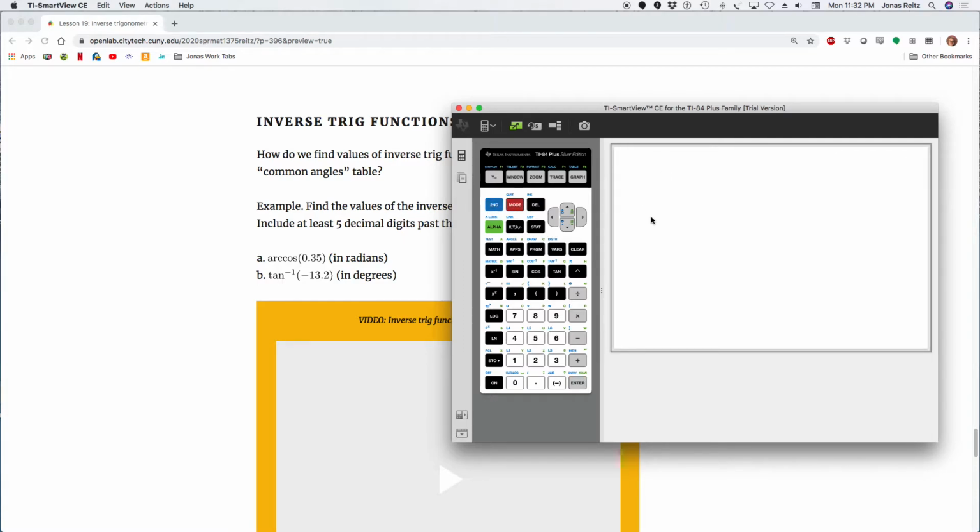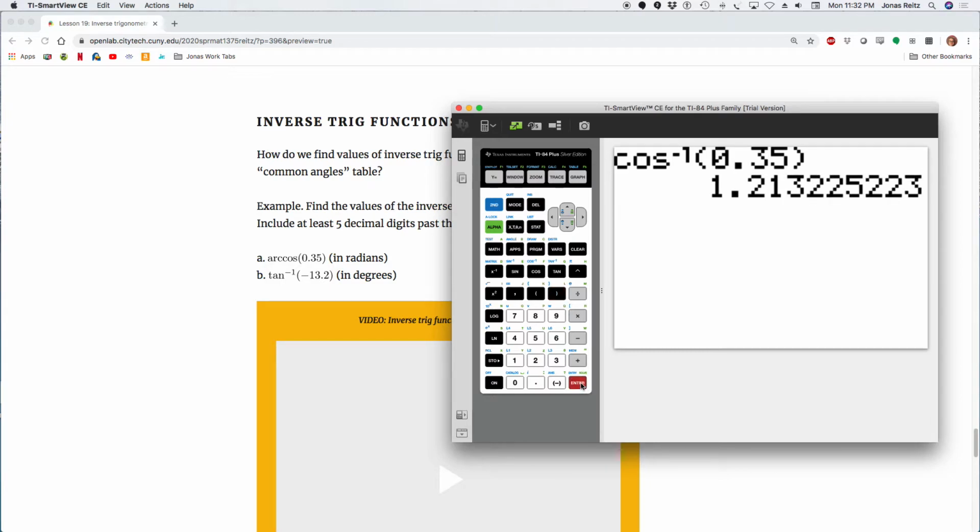Okay. Arc cosine of 0.35. We're in radians, that's what we need, so I'm going to hit second cosine. That gives me the arc cosine or inverse cosine. And then we put in 0.35 in parentheses and enter. And here it gives us the angle in radians, 1.213225. It said 5 decimal digits: 1, 2, 3, 4, 5 digits past the decimal point. That's where we're going to end and round off. Since the next digit is a 5, we're going to round this off to the number 3.